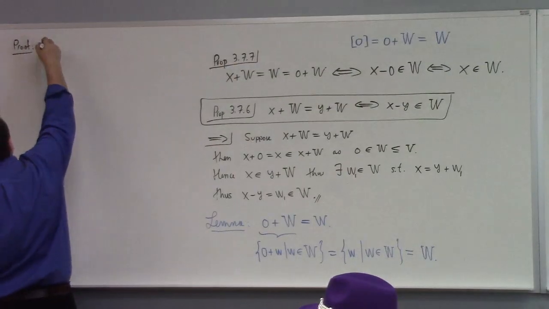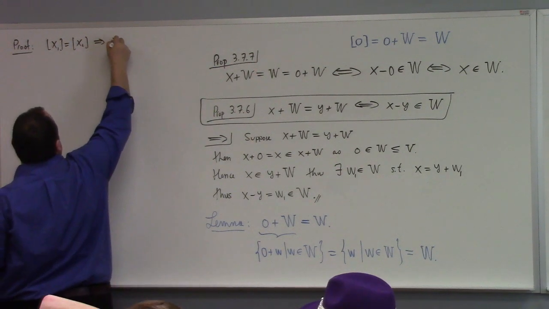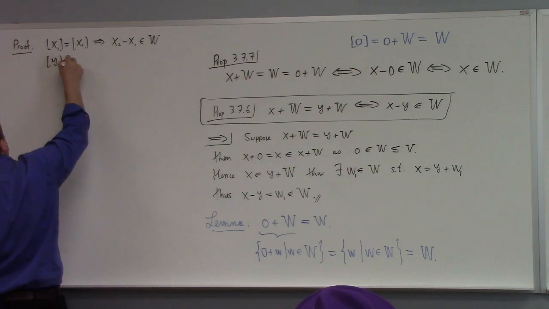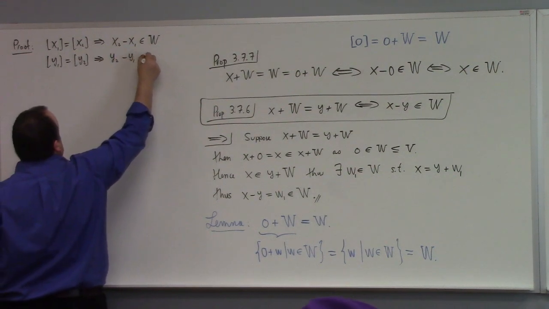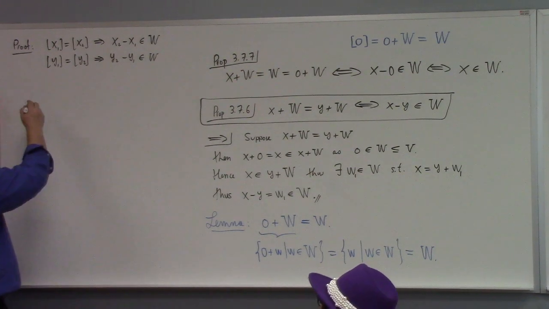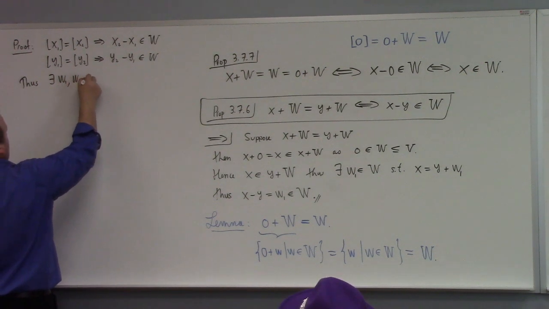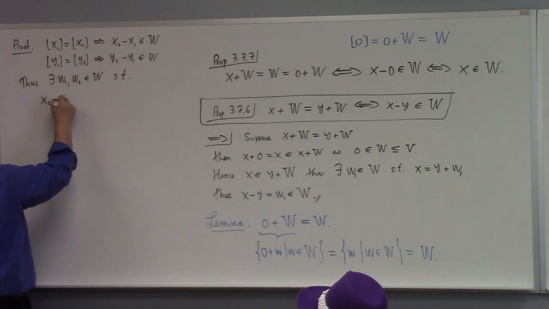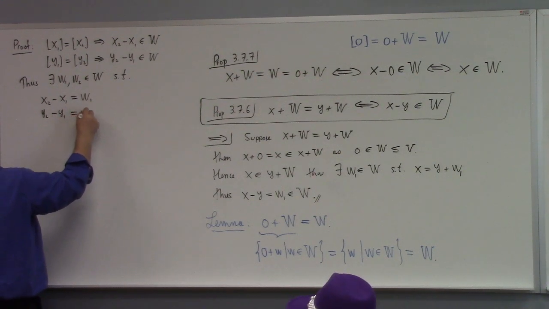So we're given that x1 equals x2, which means that x2 minus x1 is an element of the subspace, right? And also y1 and y2 represent the same coset, so that means that the difference is in the subspace, right? And let's be more specific. Thus, there exist, say, W1 and W2 in the subspace such that x2 minus x1 is W1, and y2 minus y1 is W2, right?